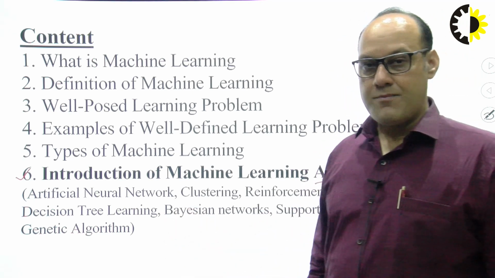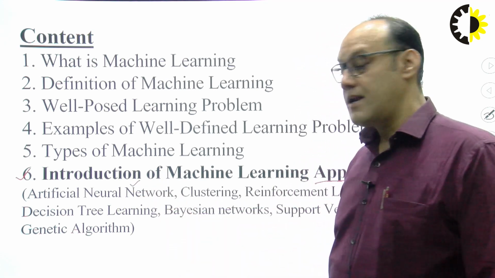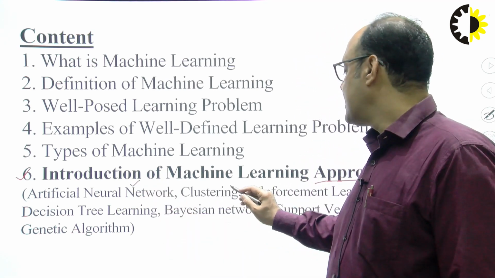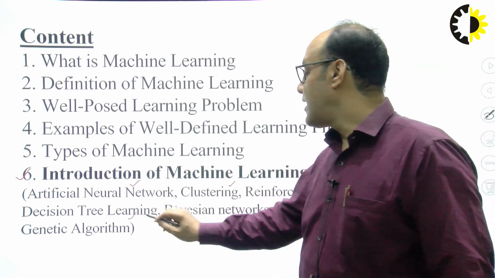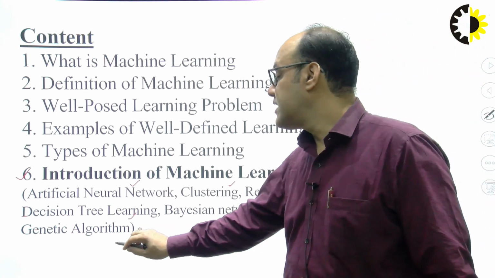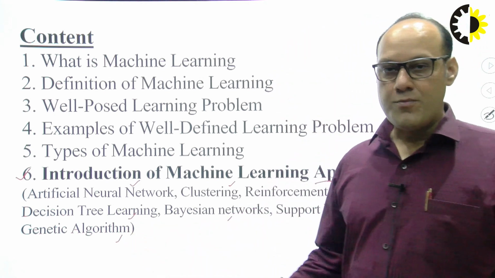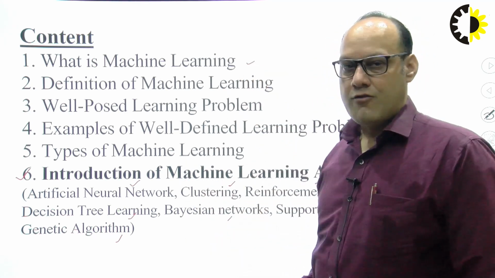So, what are the different approaches that I will brief you about? I will give you a brief introduction of ANN, artificial neural network, clustering, reinforcement learning, decision tree learning, Bayesian networks, support vector machine, and at last genetic algorithm. Before proceeding, I want to show you what machine learning is, and what the need of machine learning actually is.